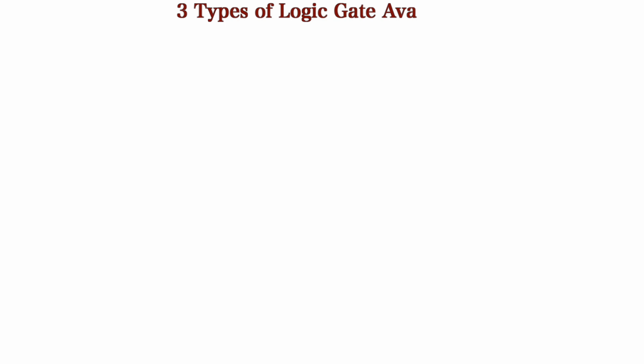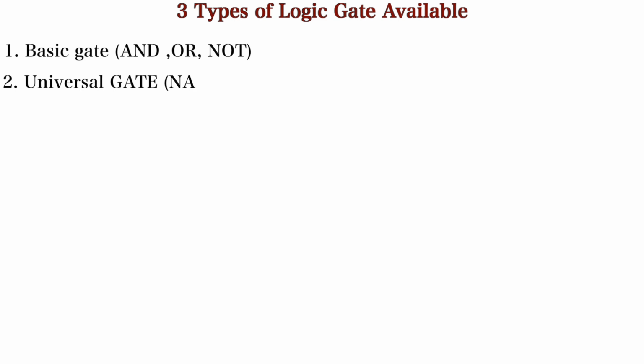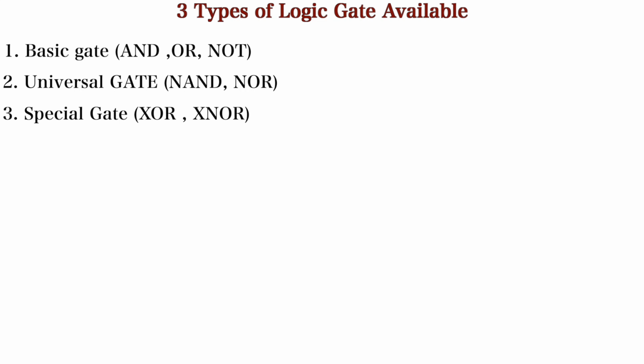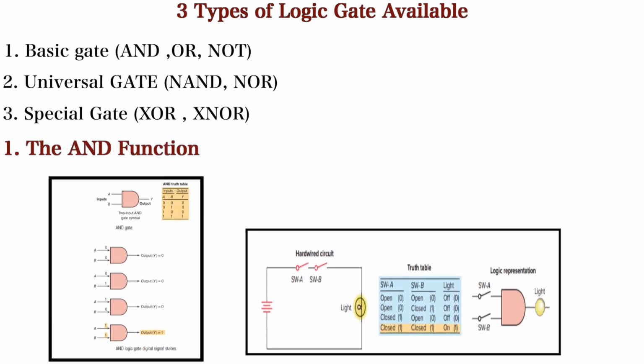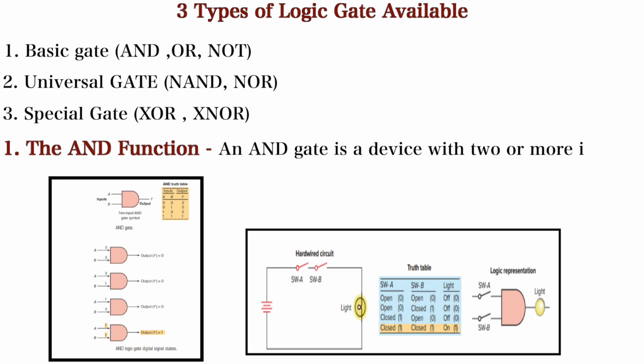Generally, there are three broad types of logic gates which are available. First is the basic gates, which include the AND gate, OR gate, and NOT gate. Second is the universal gates, which are the NAND and NOR, and then the special gates, which are XOR and XNOR. Next, we will discuss in detail the AND function or the AND gate.